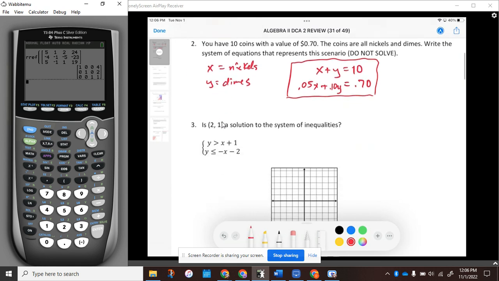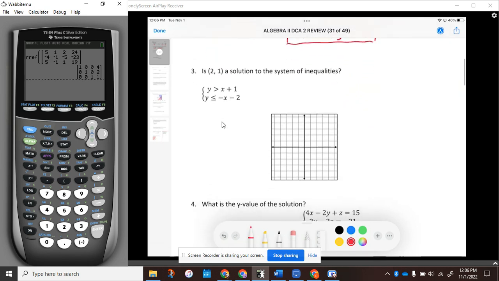Number 3, you've got 2 different ways you could solve this one. The first way you could solve this is algebraically, and that's where you just take this x and y and plug them into the inequalities and see if they fit. The other way is to actually graph both of these and see if that point is in the overlapping shaded area. Okay, so doing it algebraically actually ends up being pretty quick and easy.